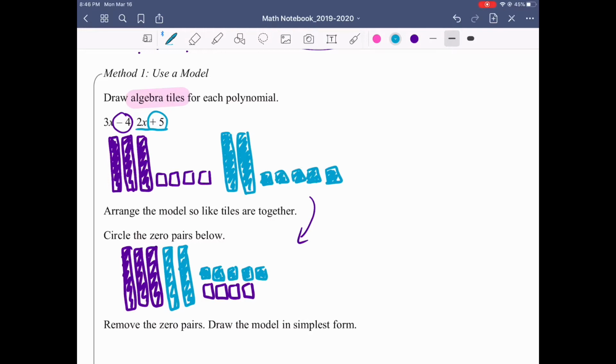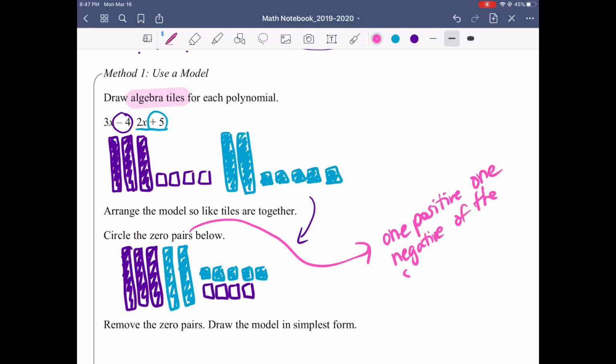So that was step 1, draw the algebra tiles. Step 2, arrange the model so that the like tiles are together. Step 3 says circle the 0 pairs. If we want to remind ourselves what a 0 pair is, when you have 1 positive and 1 negative of the same type, that equals a 0 pair.